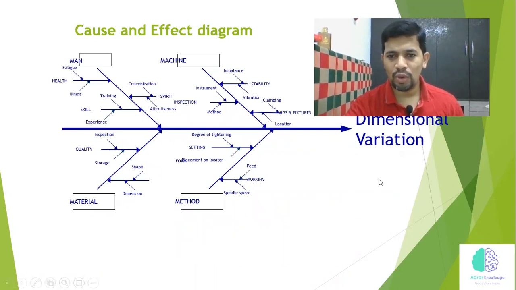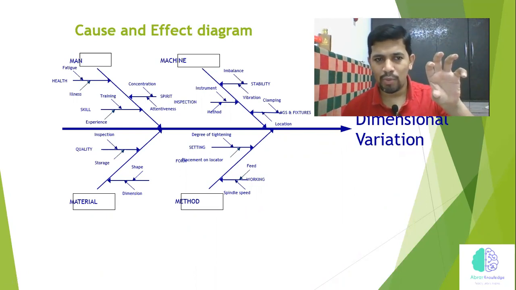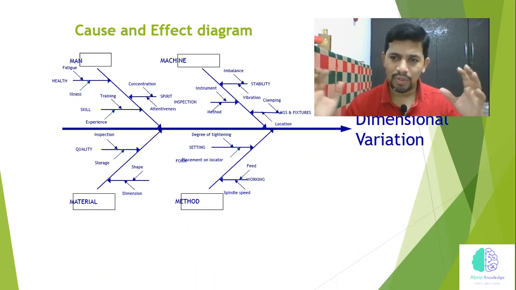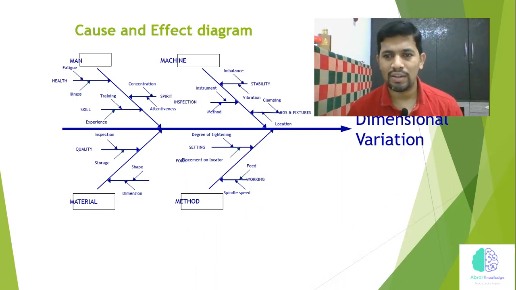For example, let's say you have a dimension variation. If you put it into the category called man, maybe because of fatigue, because of health. Even in health, there are two things: fatigue and illness. Even in skill, training and experience, like this, you can keep accumulating all these factors which could have contributed to that particular effect.